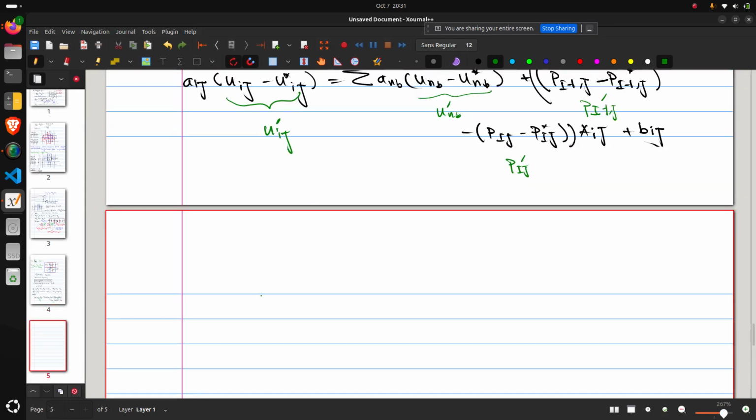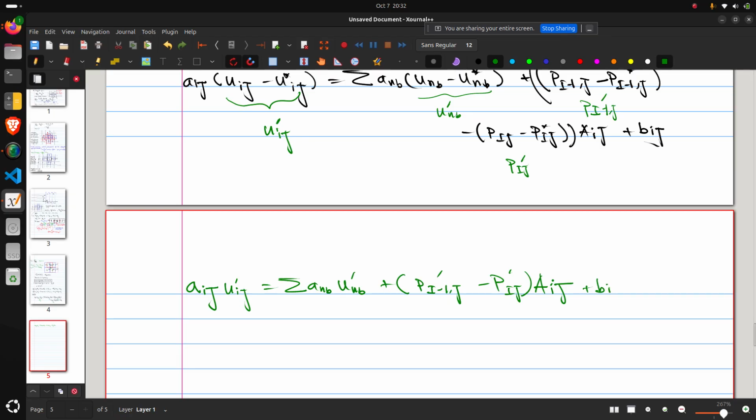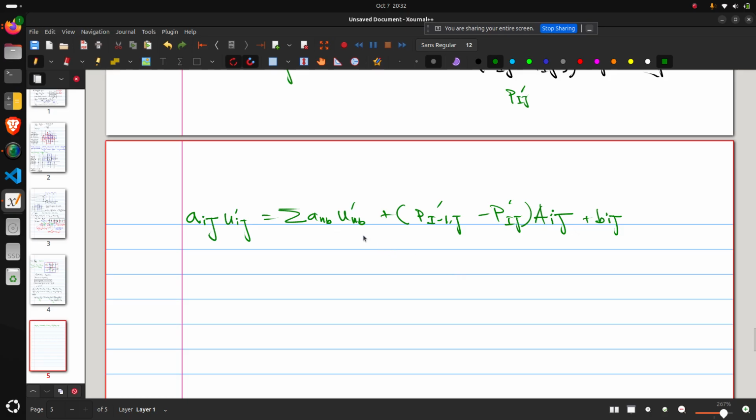So what do we have left? We have a small i capital J times U small i capital J prime equal to summation of a nb U nb prime plus P capital I minus 1 capital J prime minus P capital I capital J prime, times A small i capital J plus b small i capital J. Okay. Now we have another equation in terms of the correction terms.